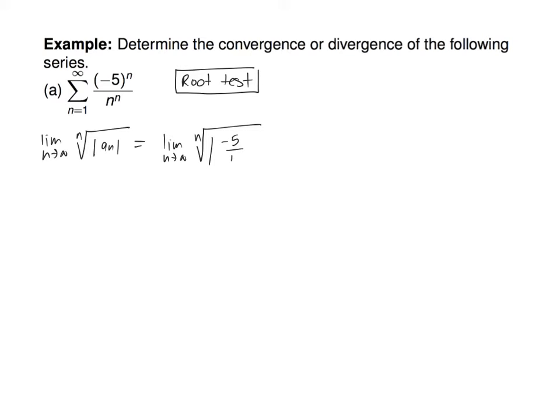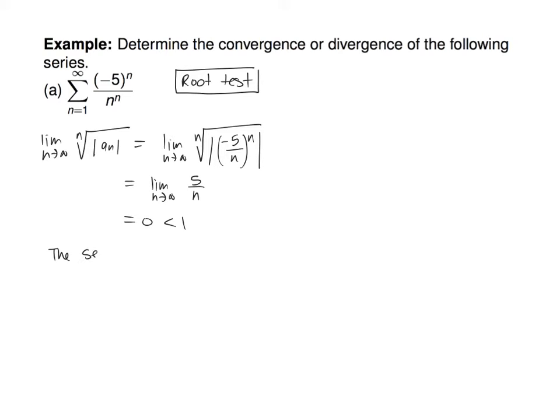Negative 5 over n, all to the nth. Anyhow, what happens to that nth power? It disappears. So the limit as n goes to infinity. Can I just make it 5 over n, because I could absolute value the negative 5 over n? So that limit equals 0, which is less than 1.